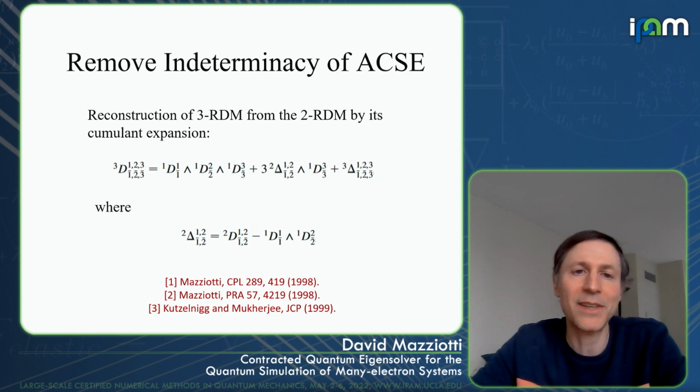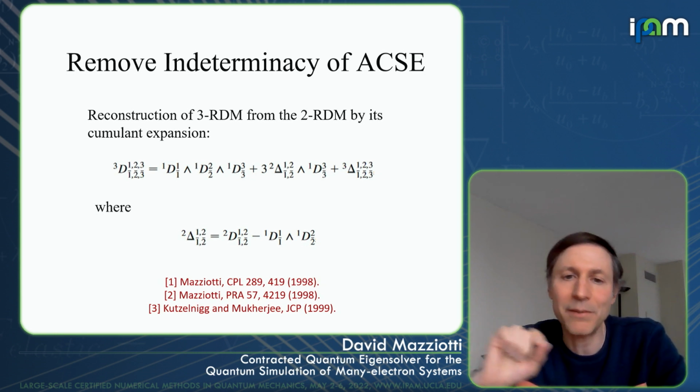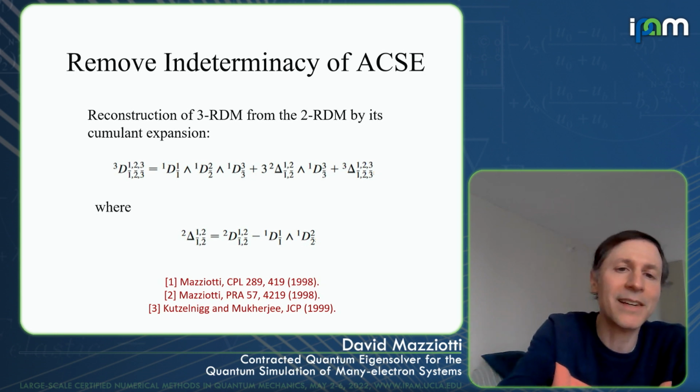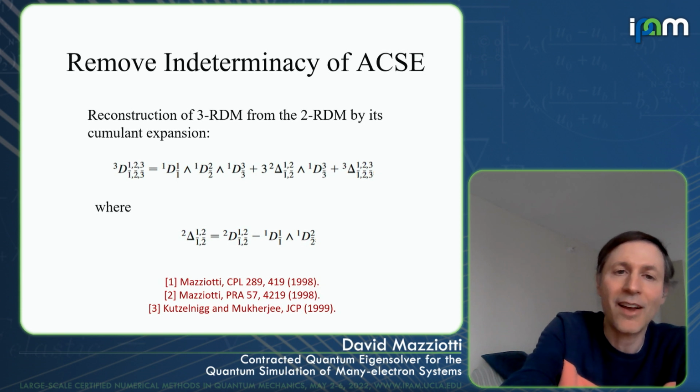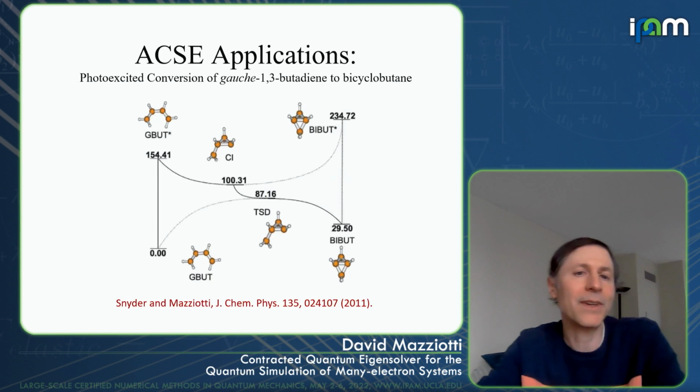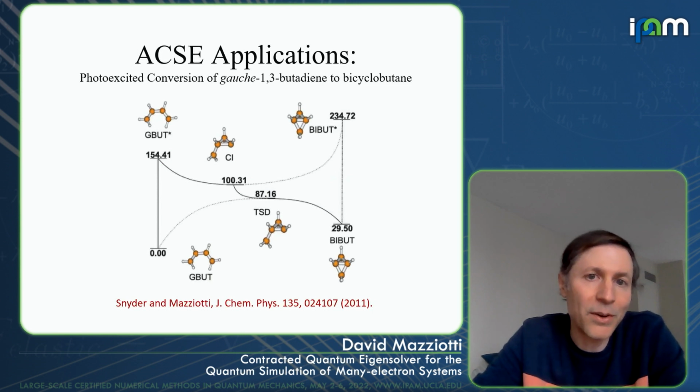So we can approximate this cumulant expansion for the 3-RDM from the 2-RDM, and in the process make the solution of the ACSE on the classical computer solvable. Here's an example of a calculation just to show what can be done.